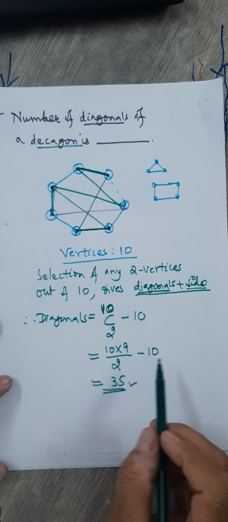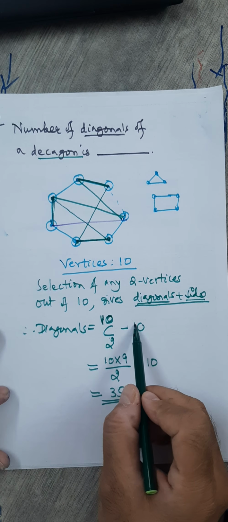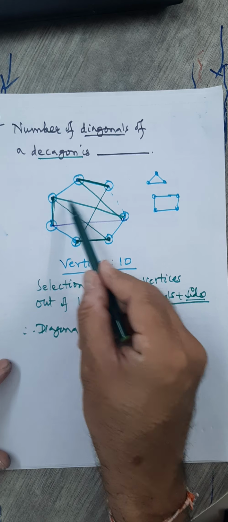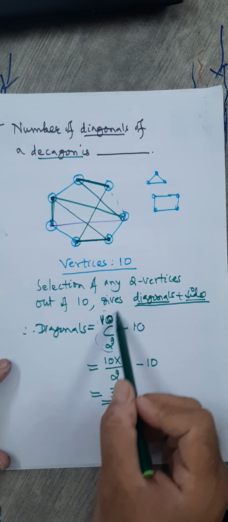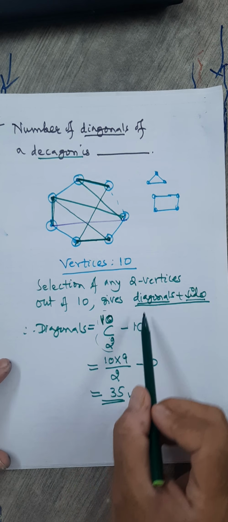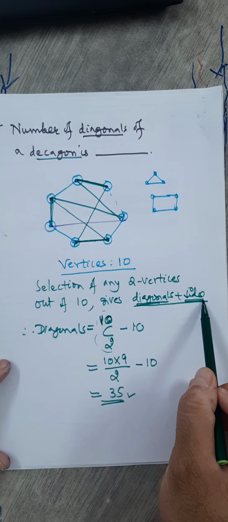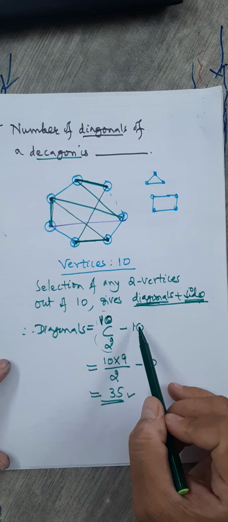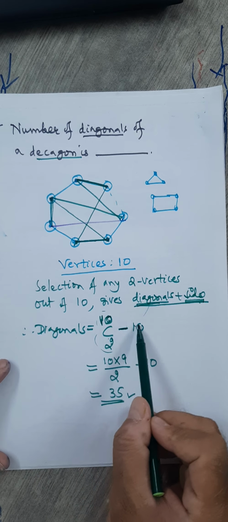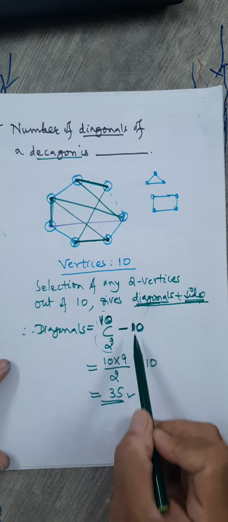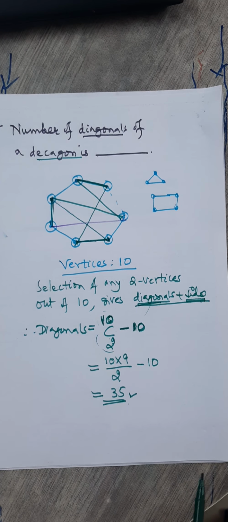I hope this is clear to you why minus 10. I repeat, आप कोई भी दो randomly select करेंगे, this gives us what? Selection of any 2 out of 10. तो उसमें diagonals भी आ जाएंगे और sides भी आ जाएंगे, remember. But we don't want sides, तो क्या करो? After writing 10 से 2, you drop minus all the sides, so you'll get the number of diagonals. Okay, so that's 35 here.